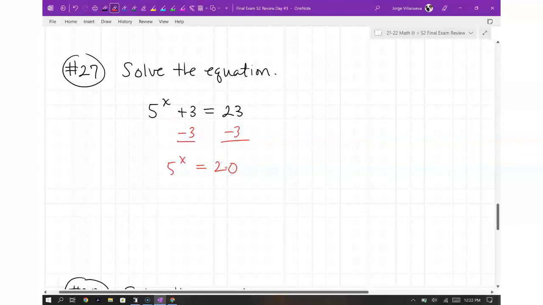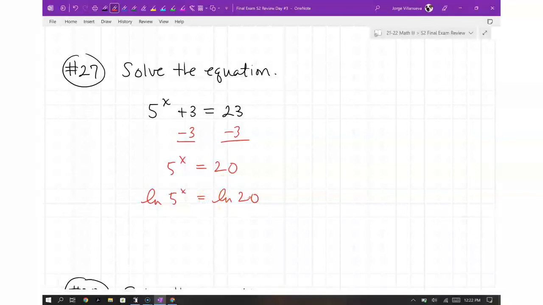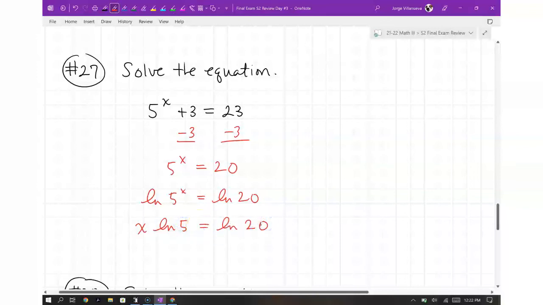Now when I do the natural log right here, on both sides, ln of 5 to the x equals ln of 20. The x is going to go down, but the ln of 5 is not going to disappear. It's going to be x ln of 5 equals ln of 20. Now to get x by itself, I'm going to have to divide both sides by natural log of 5. So let me do division.